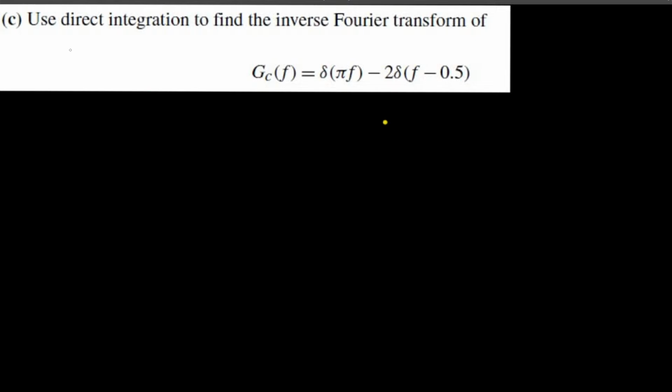This question is asking, use direct integration to find the inverse Fourier transform of G_c(f) = δ(πf) − 2δ(f − 0.5). Here we have the question given in the frequency domain, and we are trying to convert it into the time domain.